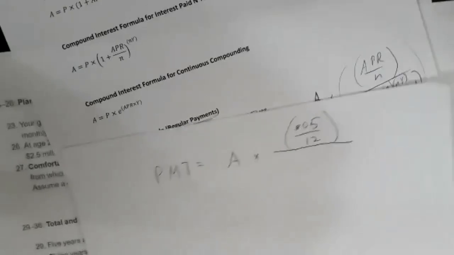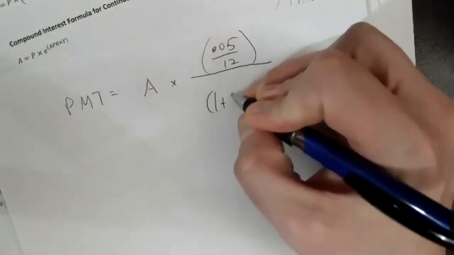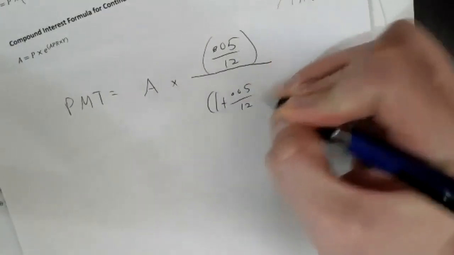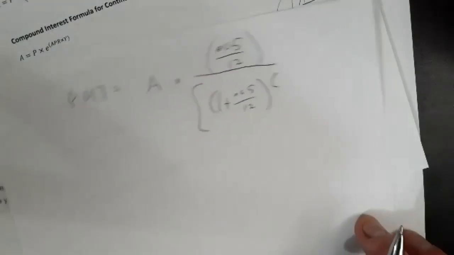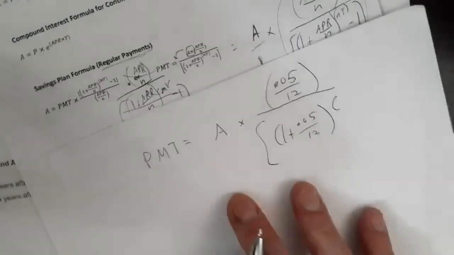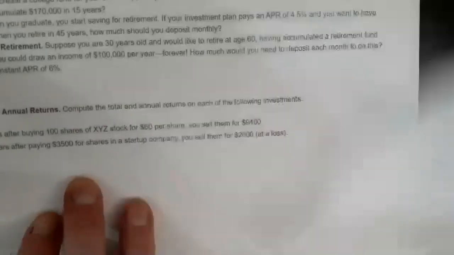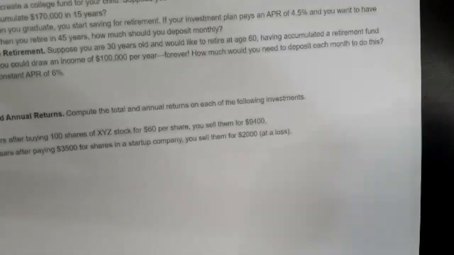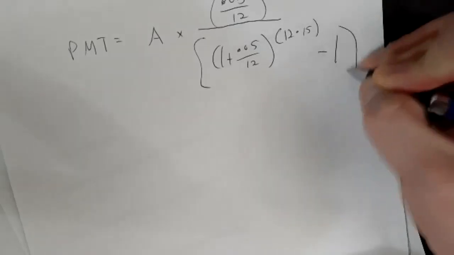Now I'm doing 1 plus that, which is 1.00416. Okay, it's starting to look like that. I see what you're doing. And I'm doing this to the NY, which is 12 times how many years? What do they give us in the problem? 15 years, 12 times 15 years. And then I have to subtract 1.